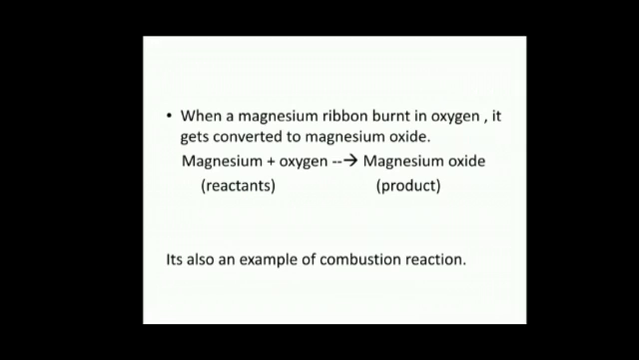So, how can we say it? When a magnesium ribbon is burnt in oxygen, it gets converted to magnesium oxide. Look at the reactants. Reactants are magnesium and oxygen, and the product is magnesium oxide. It's not only an example of combination reaction, but we can also call it an example of combustion reaction.